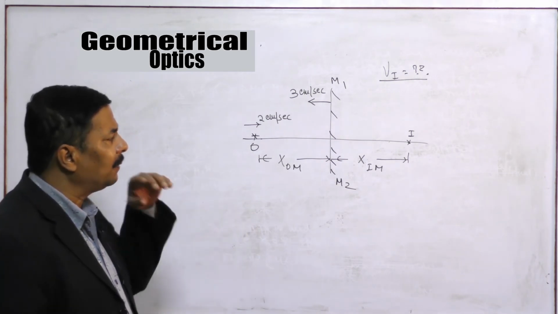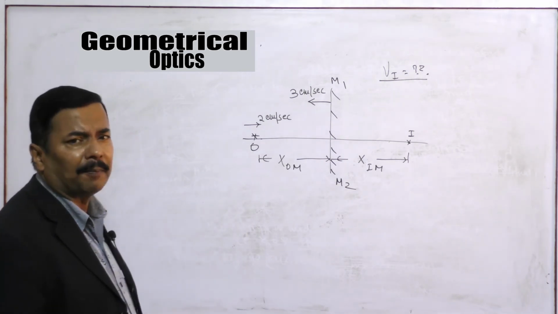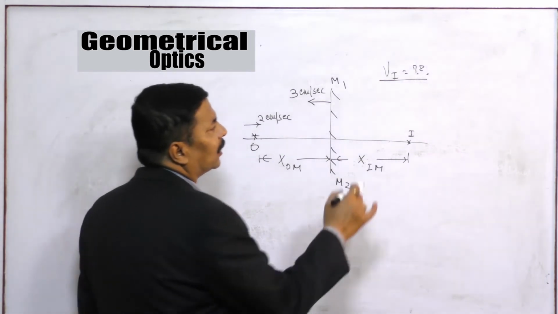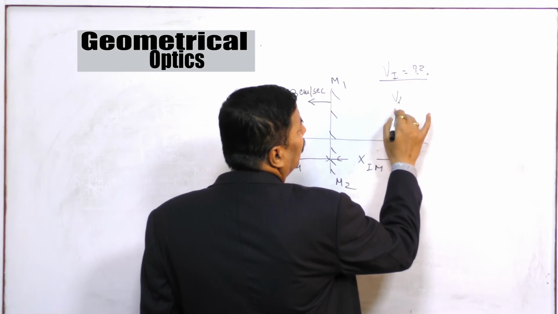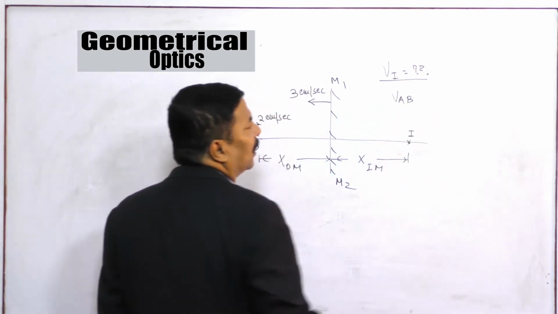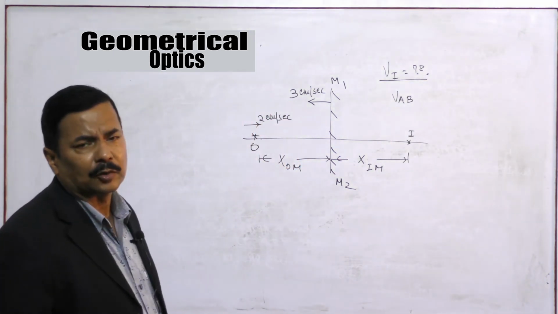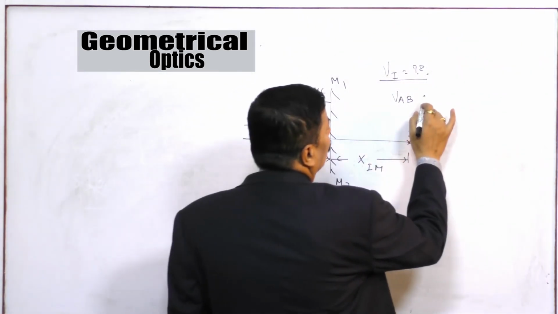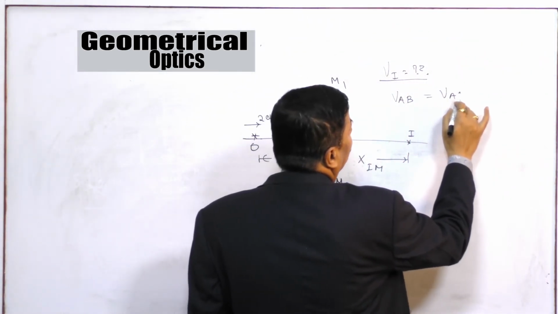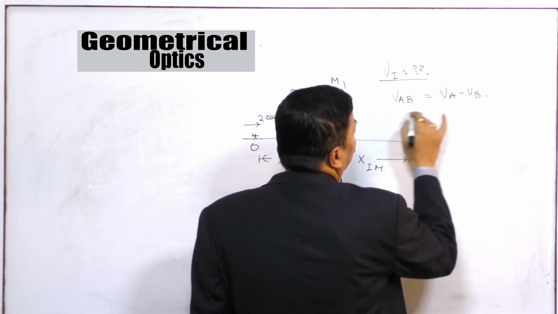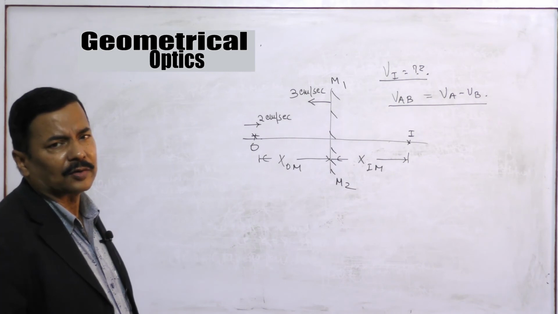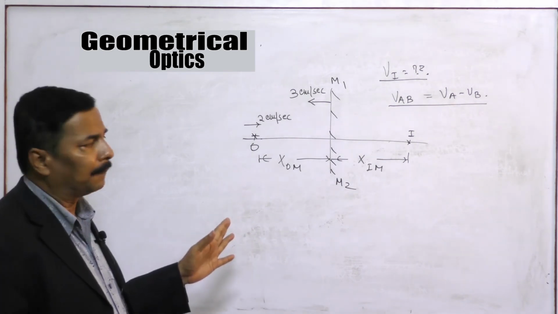Now here I will be using one concept from mechanics, that is the relative velocity concept. And what is that concept? VAB, relative velocity of A with respect to B, VAB is equal to VA minus VB. This is the relative velocity concept that I will be using here.